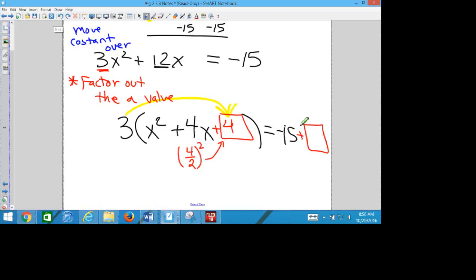So when I go to put it on the other side, I have to do 3 times what's in that box, 4, which is 12. Otherwise, you're going to get it wrong. We don't want to get it wrong. Not for something silly like that. So if you need to draw those arrows, make sure you have them.